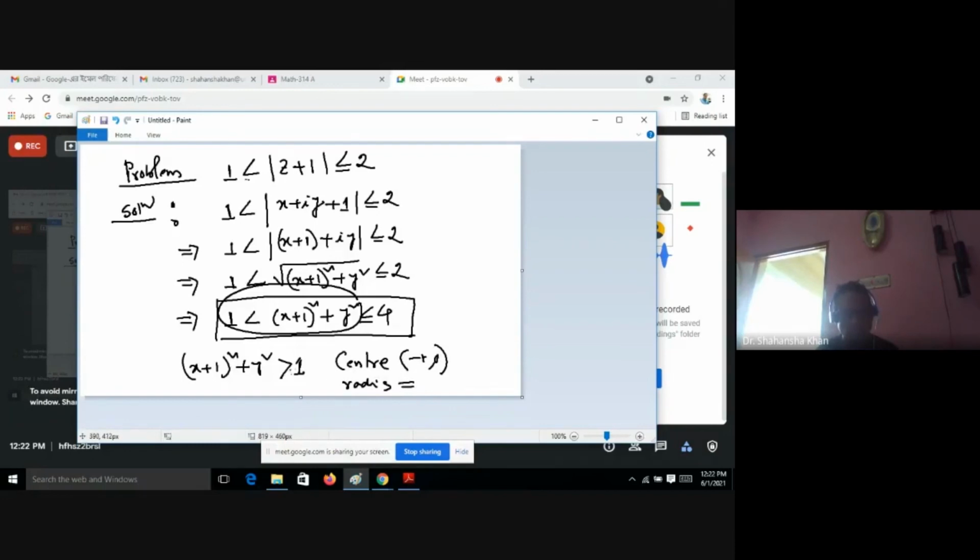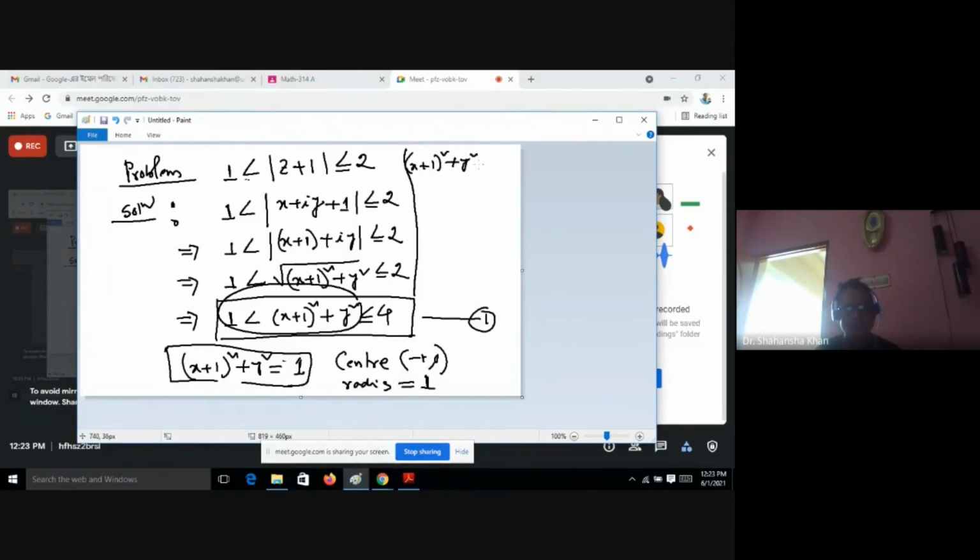equal to 1. When you want to solve an inequality, you convert it to an equation and compare. It is a circle, the first one we get from this first inequality. Now if you go to the second, that means x plus 1 whole square.